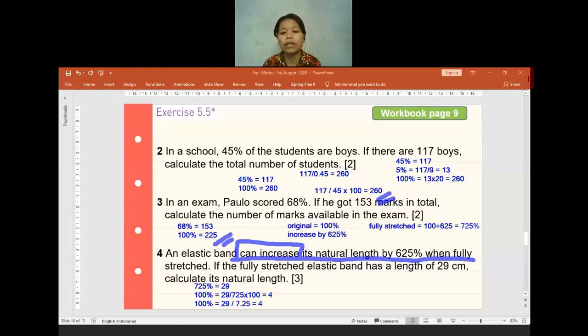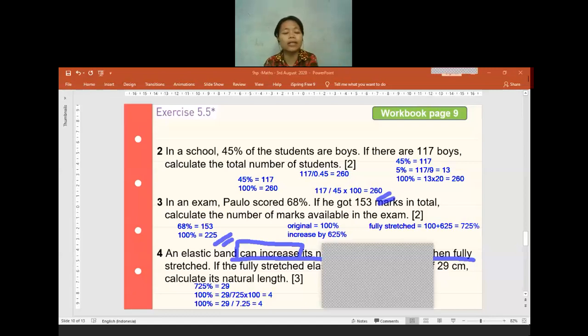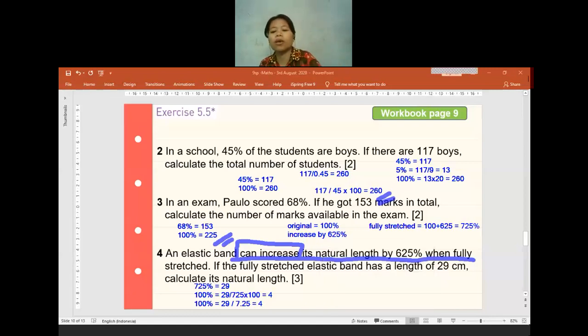I think that's all for today's class. I'm not giving you homework. The homework is only to read the next chapter. Please read the chapter on ratio so we can continue with the chapter on ratio tomorrow.